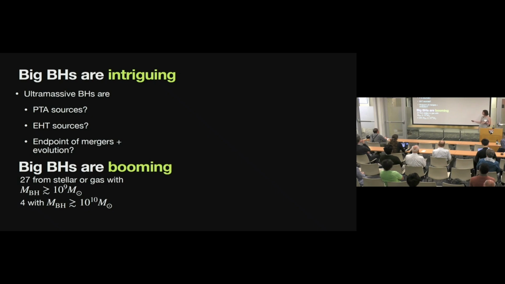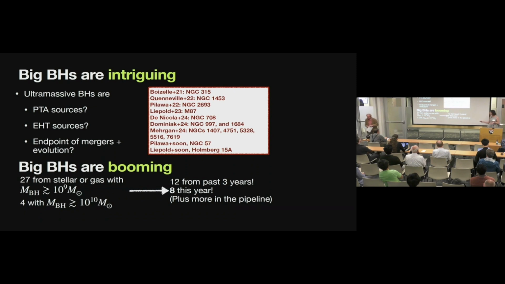At the moment, there are approximately 27 measurements from stellar gas dynamical methods that are above 1 billion solar masses. And there are 4 measurements that are above 10 billion solar masses. But a lot of these are very recent measurements. 12 of those 27 are just from the past 3 years, and 8 of them are already just this year, in the past 5 months.